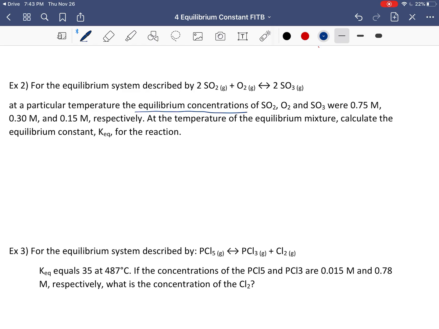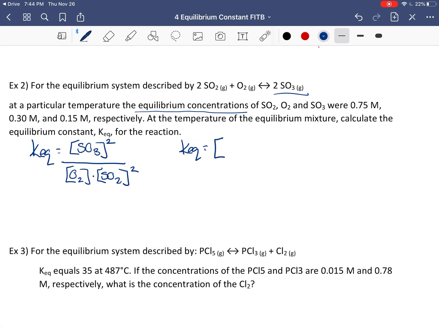So we're good. Our first step, which on a test or quiz is worth a mark, is writing your KEQ expression. Again, for products, we've got our concentration of SO3, which is going to be squared, all over O2 to the power of 1, which I'm not going to write because science people are also lazy, times SO2 squared. So that's our KQ expression. Now to figure out what the equilibrium constant is equal to, we are going to plug in our known values and solve for KQ.